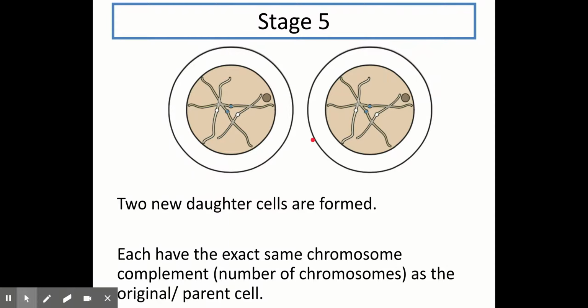Eventually, the cytoplasm splits and 2 new daughter cells are formed. Both of these daughter cells have the exact same chromosome complement, or number of chromosomes, as the original parent cell, so 4 in this case. And then the process of mitosis starts again. So each of these cells will become a parent cell, and that will split into 2 new daughter cells through mitosis. So these 2 will split and make 4, and then that'll keep happening again and again.